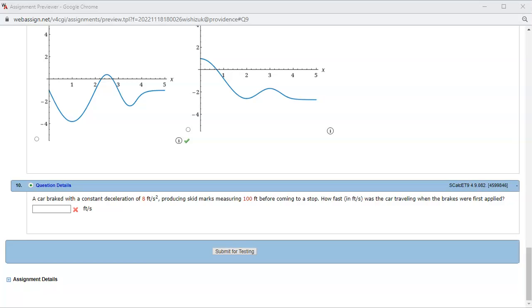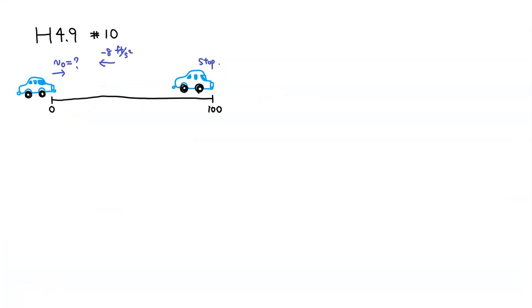Alright, so let's do that. We have a car. Let's say the point where the brake is applied is 0, and it came to a stop after 100 feet, so it's 100 feet there. Let's start with the acceleration. Acceleration would be a of t, so it's going to be negative 8 feet per square second.